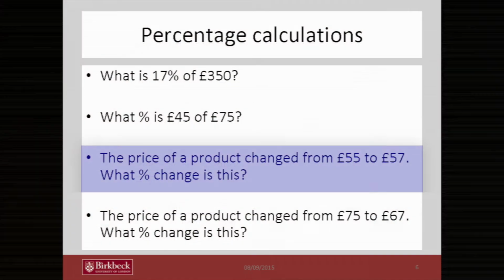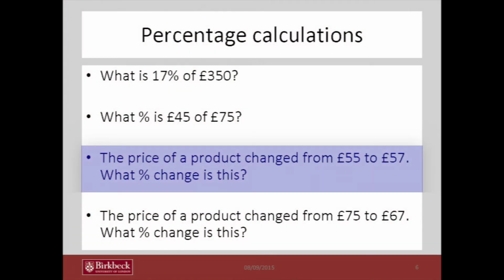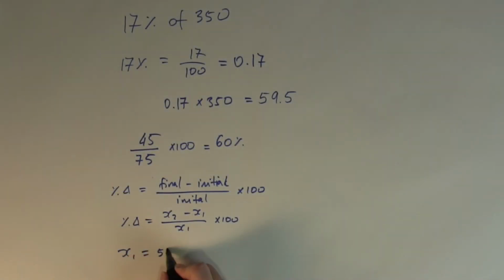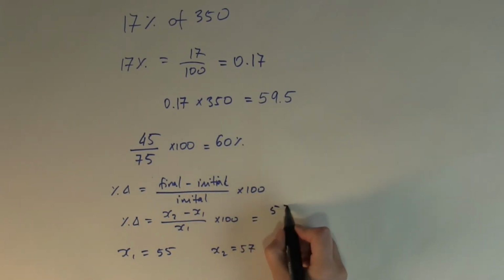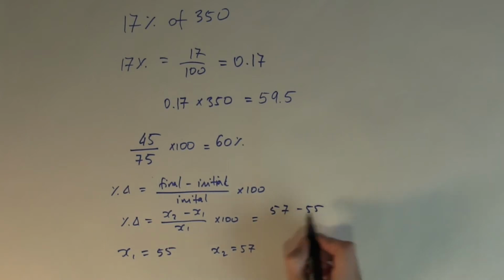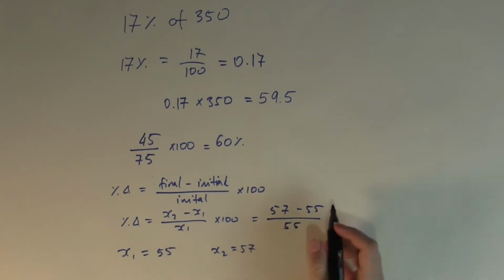So let's look at our question again. What is the initial amount? The initial amount is 55. The final amount is 57. So what is this £2 change expressed as a percentage? So 57 minus 55 divided by 55.